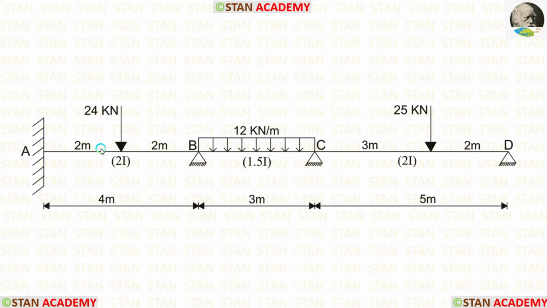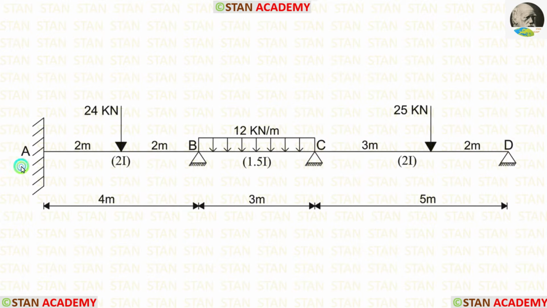In the span AB, we are having a point load of 24 kN acting at the center. In the span BC, we are having a UDL of 12 kN per meter acting for the full span. In the span CD, we are having a point load of 25 kN acting at 3 meter from the point C.